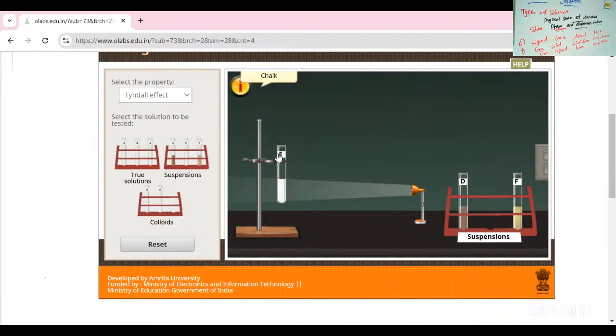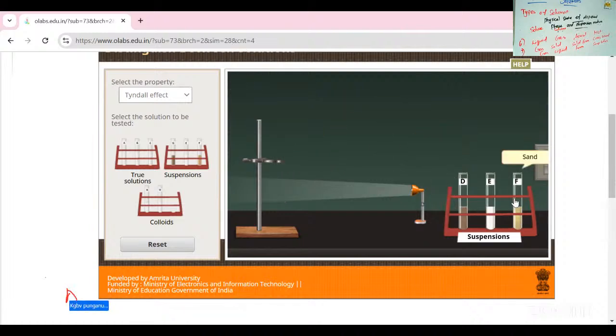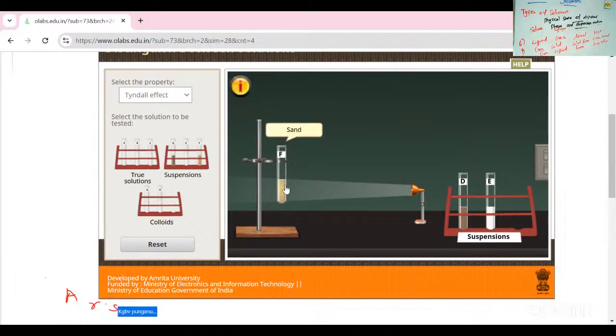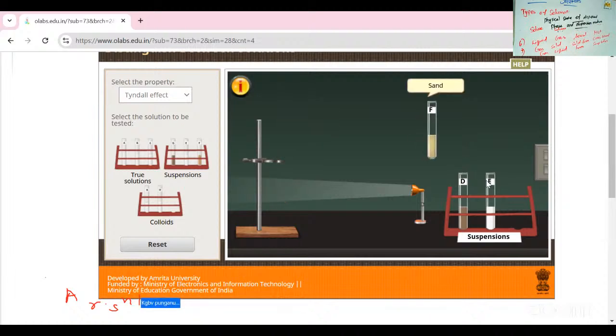See here also, the light is not visible. So this is the Tyndall effect, and then it's confirmed. So it is the suspension solution. Third one, sand and water. The light is passed through, it is not invisible. So these solutions are the suspension.